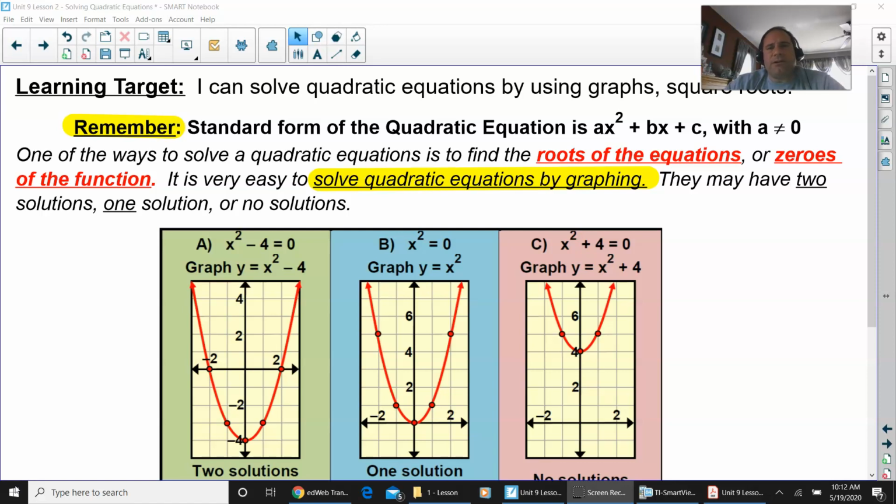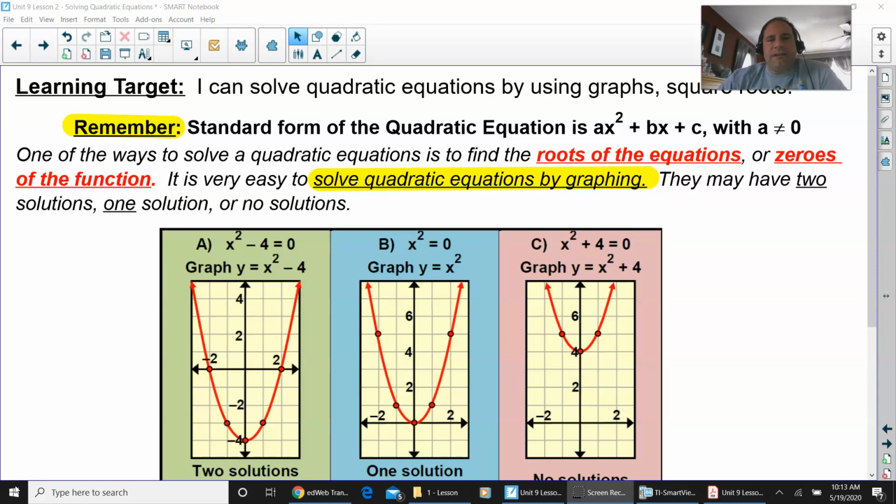One of the ways to solve a quadratic equation is to find the roots of the equation or the zeros. The roots and the zeros are the same thing. They're called the same thing. It's where the parabola crosses the x-axis or touches that x-axis. So if they ask you to solve for the roots, they're asking you to solve for the zeros. And the reason why they call it the zeros is because where x is a number, y is always 0 at that point. It's always crossing that x-axis.